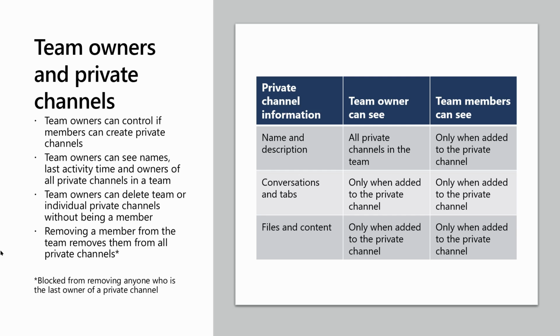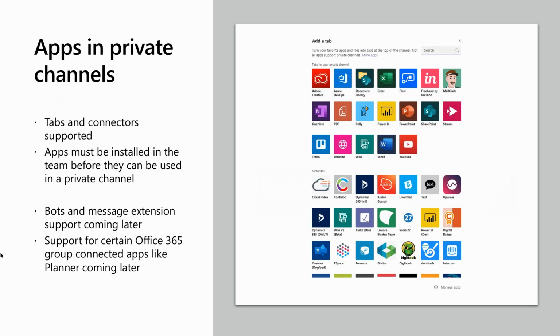If you look over here on the right, you'll see a little bit of a grid about private channel information, what the team owner can see and what the team member can see. So as I mentioned, the name and description can be seen by the team owner. Members only see that if they're added. Conversations and tabs are only seen by the team owner if they're a member of the private channel, and files and content are only seen by the team owner when, again, they're added to that channel. So they are seeing the name and the description, but they're not seeing any of the content, even if they're an owner of the team.